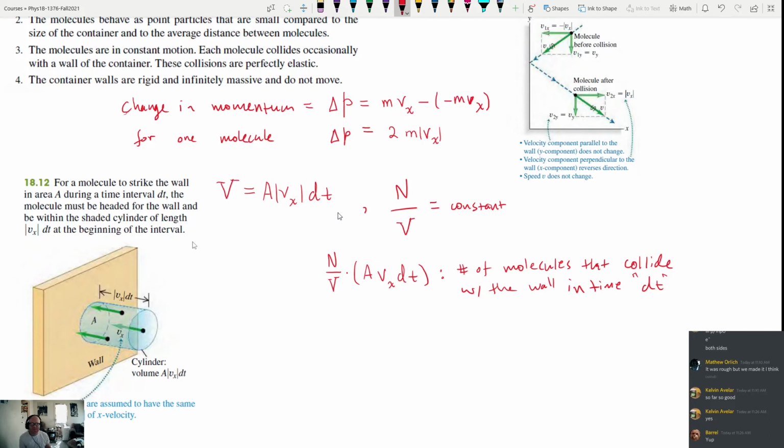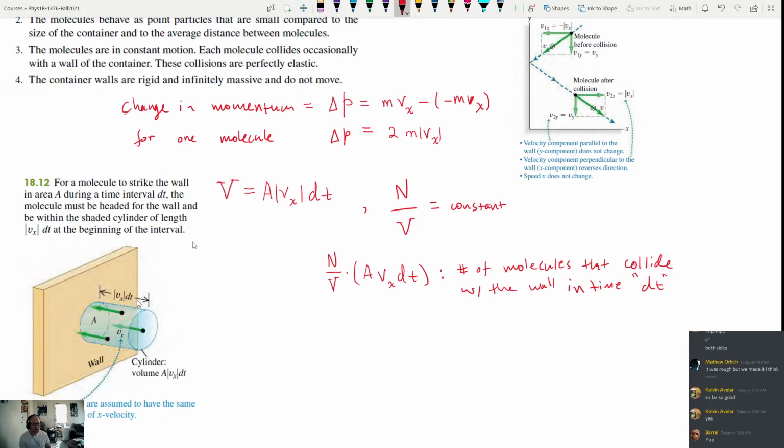However, one thing that we left out was that we're only talking about molecules with an absolute magnitude of Vx. That means some of them can have a velocity of plus 1 mile an hour, and some of them can have a velocity of negative 1 mile an hour. So only half of the molecules are actually moving to the left. Half of the molecules will be moving to the right within this volume. Right? Does that make sense?